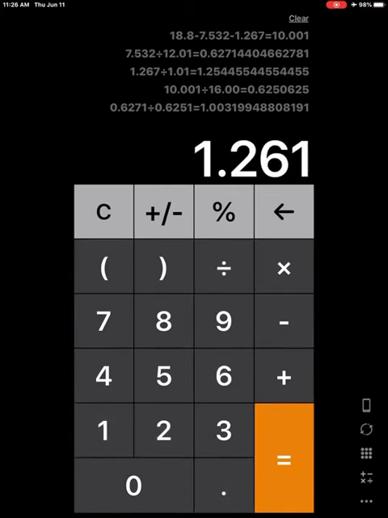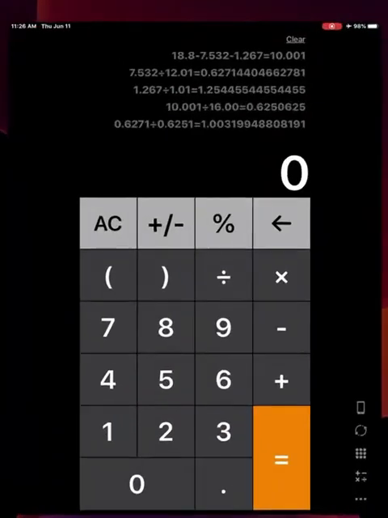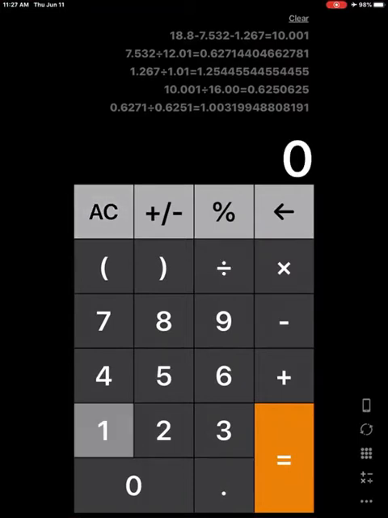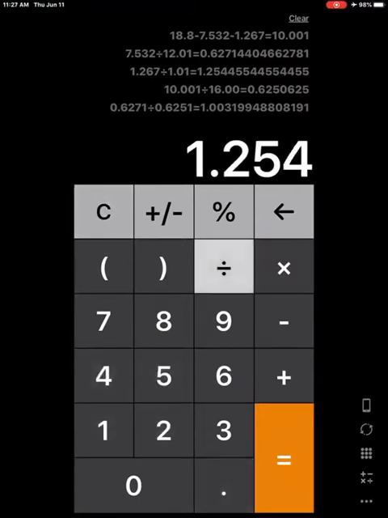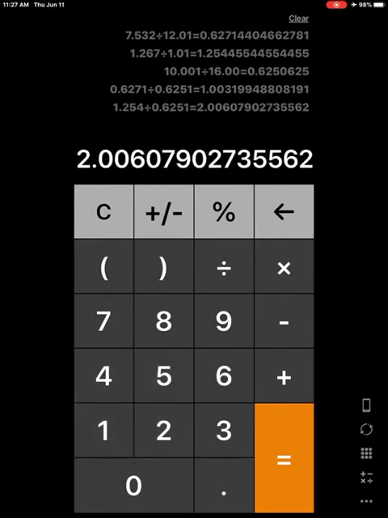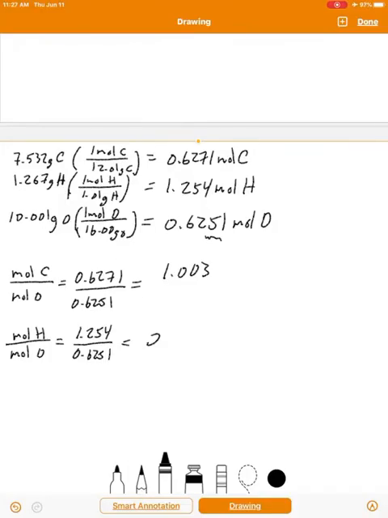Oops, is that right? 6251, right? Okay, let's try that again. 1.254 divided by 0.6251. There we go. 2.007. And then the last one would be moles of oxygen over moles of oxygen. Well, that's 1, right?